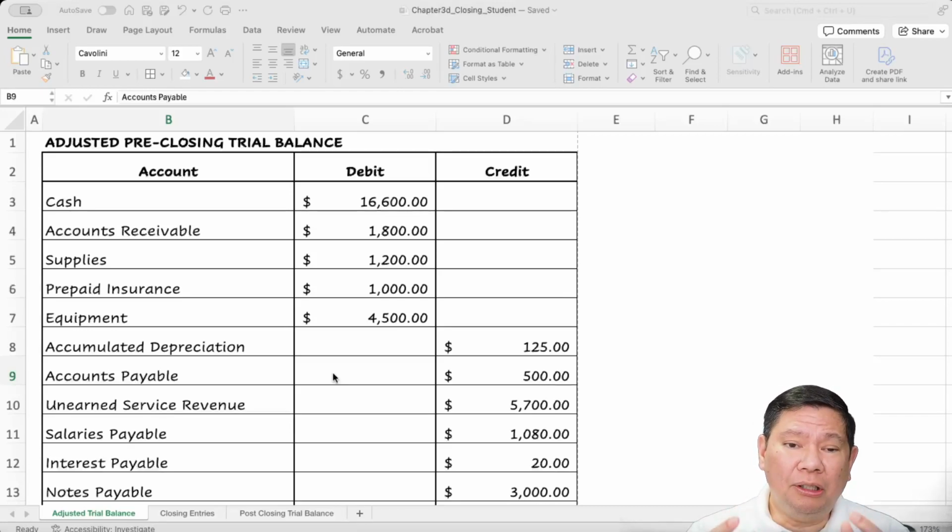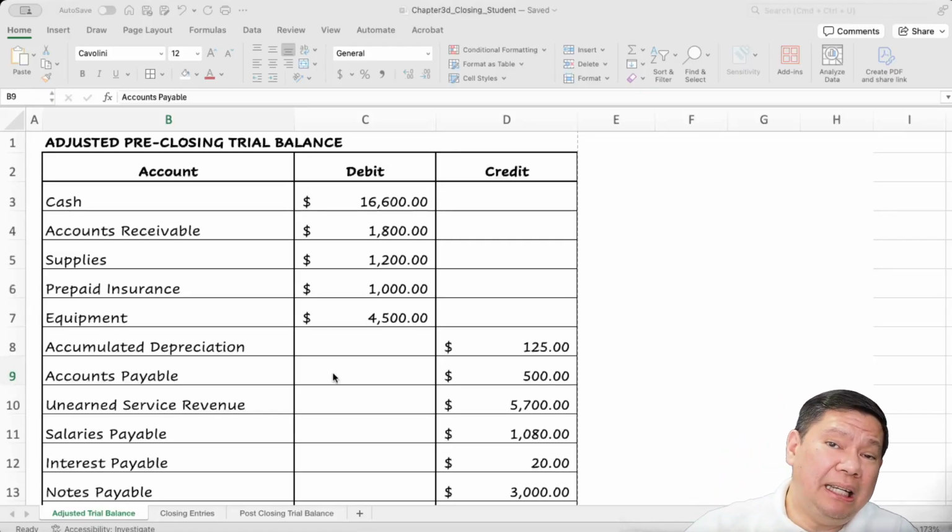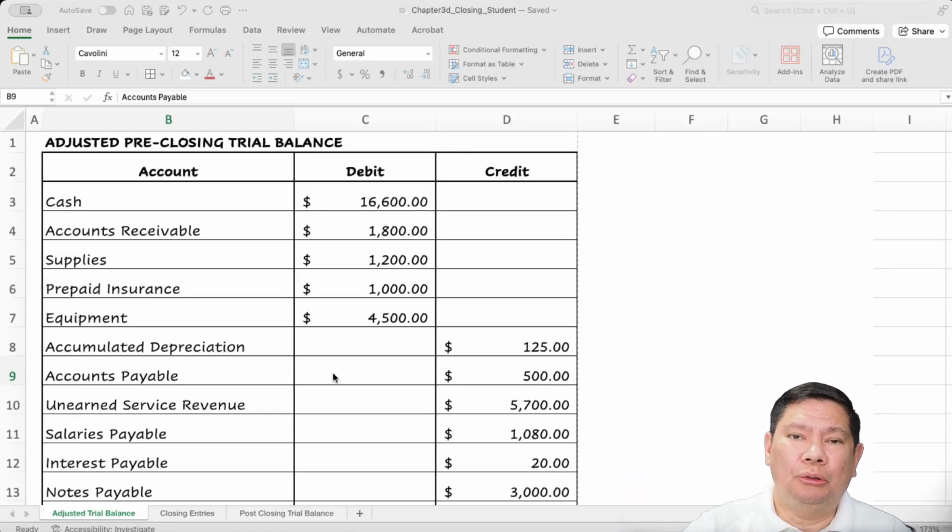Now, when we are closing these temporary accounts, basically we summarize them into retained earnings, and that retained earnings will be carried over to the next accounting period. The retained earnings will be reported on the beginning balance of the balance sheet.